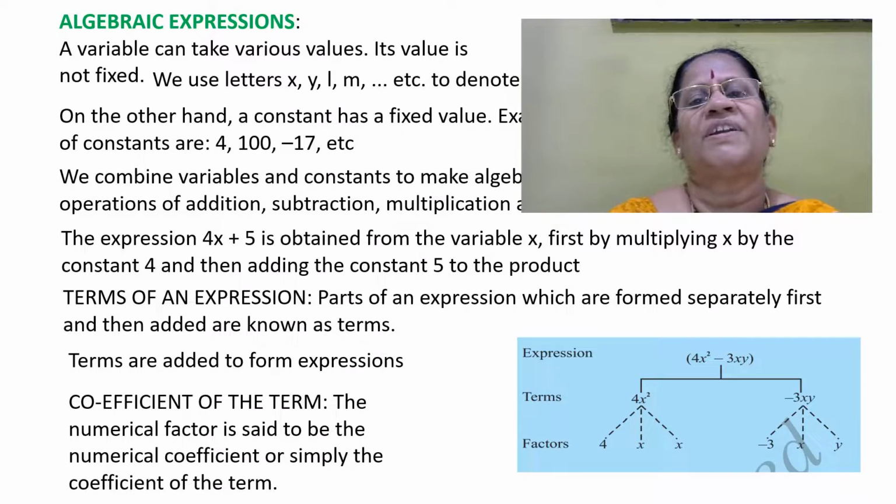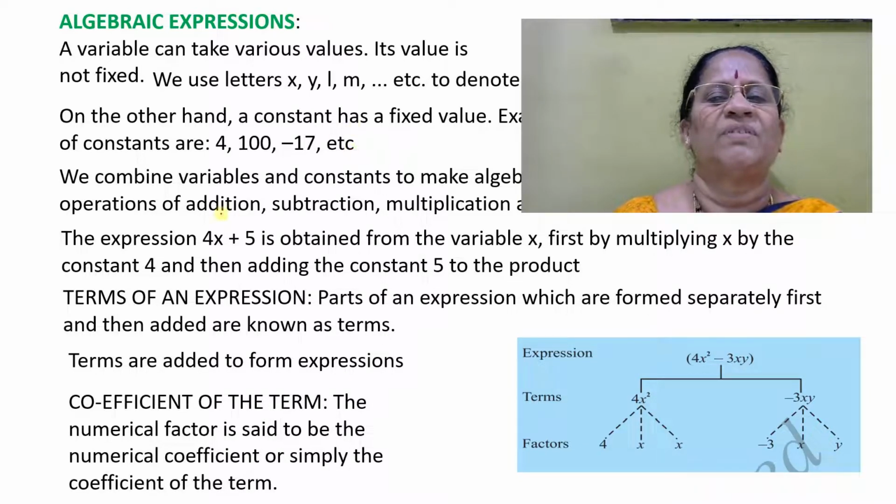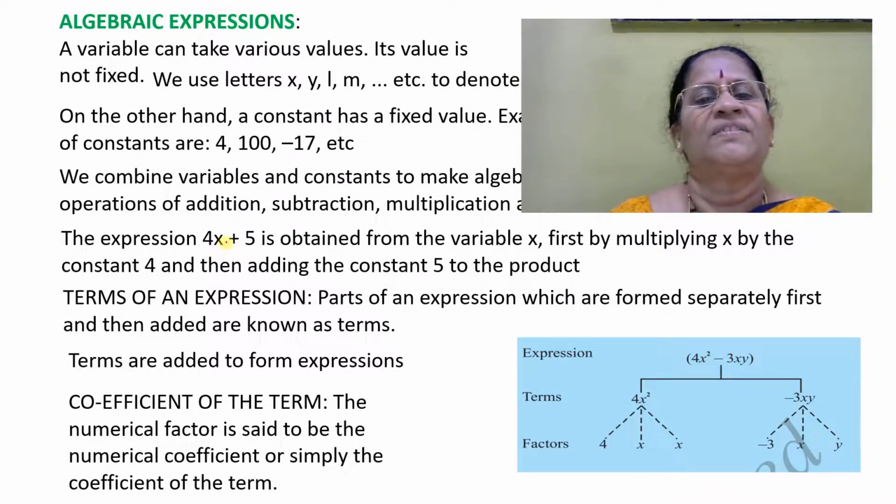And to get the algebraic expressions, we use the fundamental operations of addition, subtraction, multiplication and division. For example, the expression 4x plus 5. This is obtained from the variable x, isn't it? This is obtained by multiplying x by 4 and adding 5 to 4x, isn't it? So this is an algebraic expression.